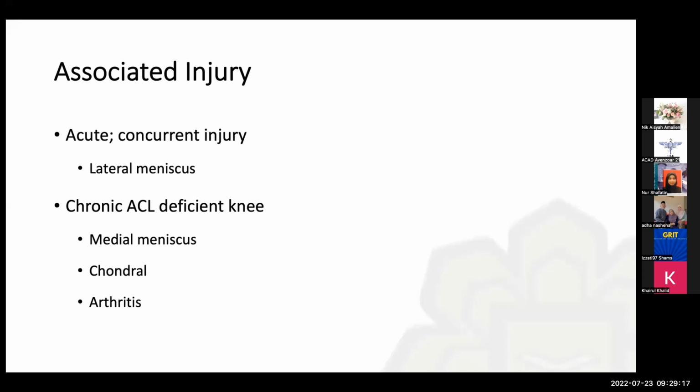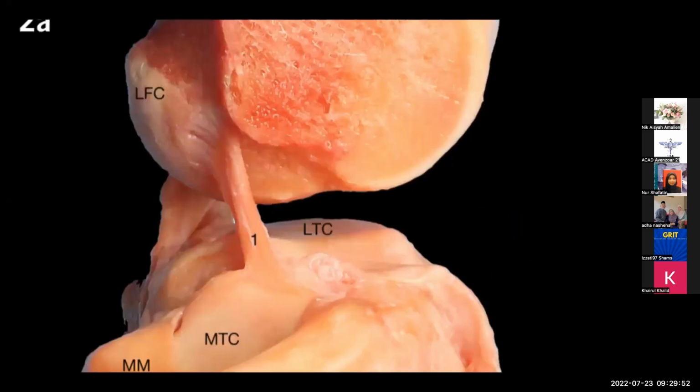Kadang-kadang ada one of the student tu dia datang dengan lock knee. Okay. So kita suspect dia ada meniscus injury. Okay. And then masa kita buat scope tu nak repair the meniscus, kita nampak dia ada ACL juga. Tapi kita tak ready lagi dia punya ACL implant semua tu, then kita just repair the meniscus first. And then later on baru kita perform the ACL reconstruction. So nak bagus actually kita repair the meniscus and reconstruct the ACL together.